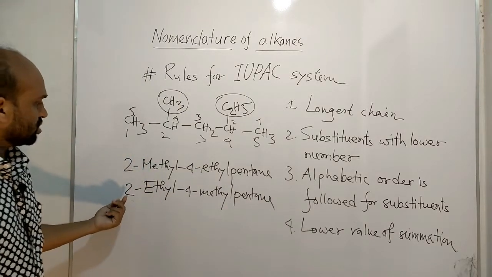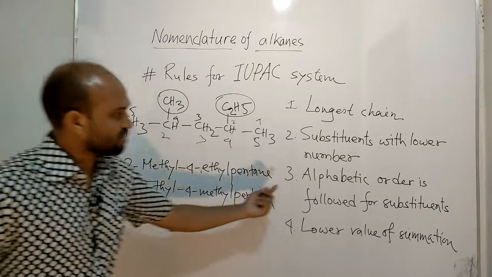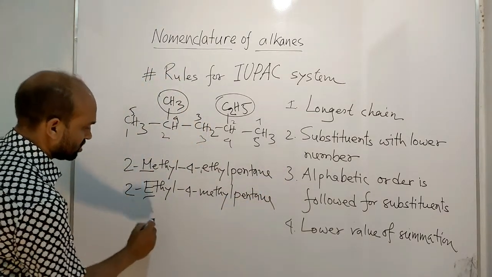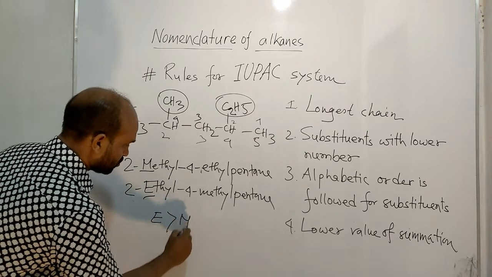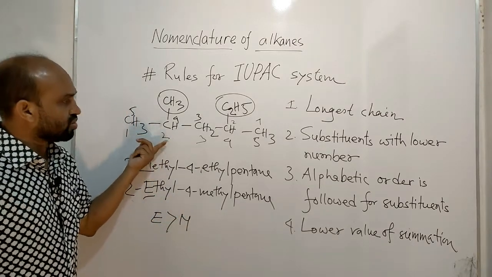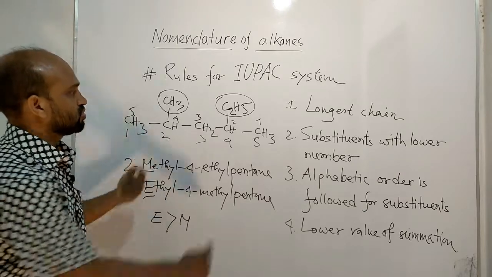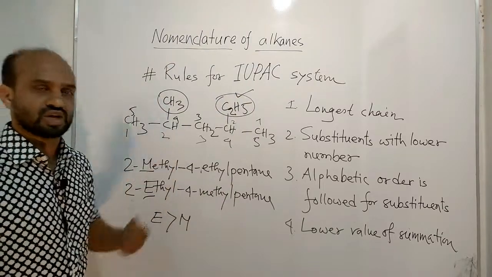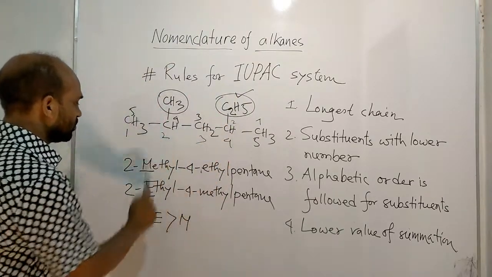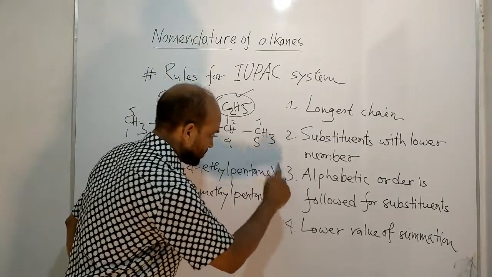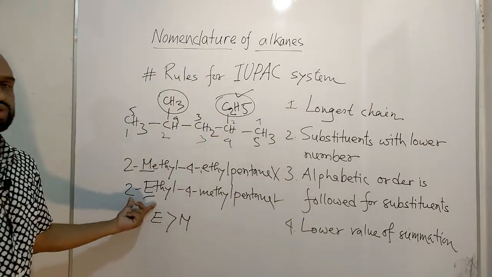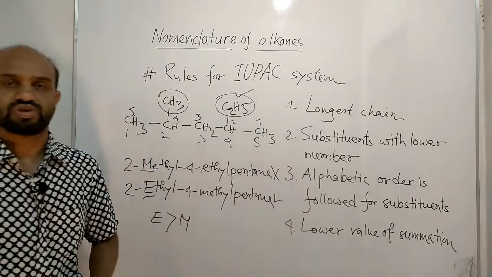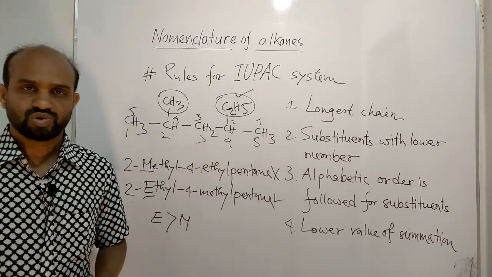2-methyl or 2-ethyl? Alphabetic order is followed. Here is methyl, M, and ethyl, E. So E is prior to M. That is why the compound must be numbered from the right to prioritize this ethyl group. Then 2-ethyl 4-methyl pentane. The other will not be the name; this will be the accurate name of this compound. This is what is said: alphabetic order is followed for the substituents. Let's move on to the next point.